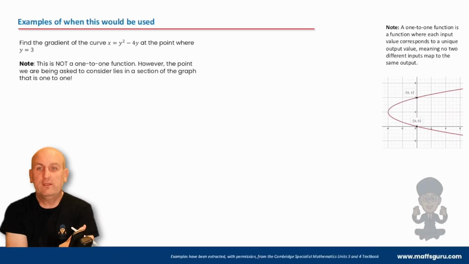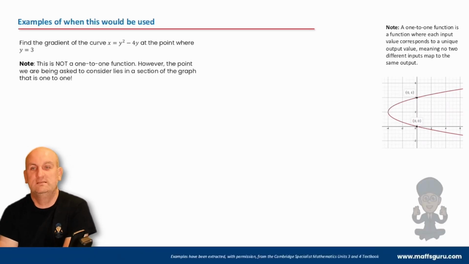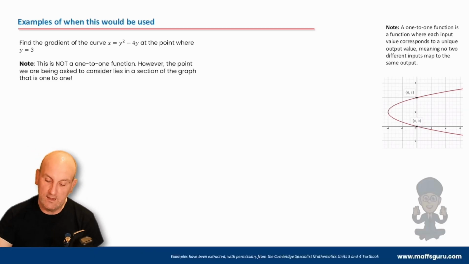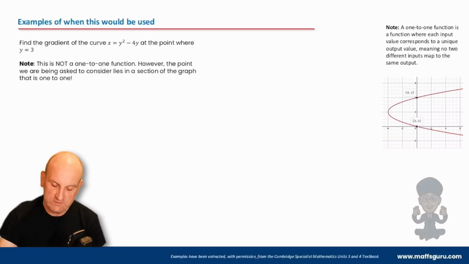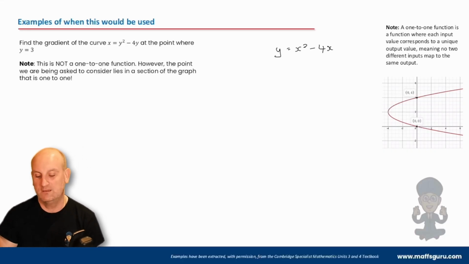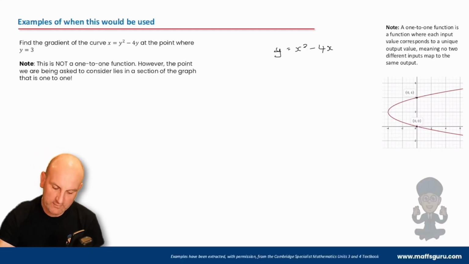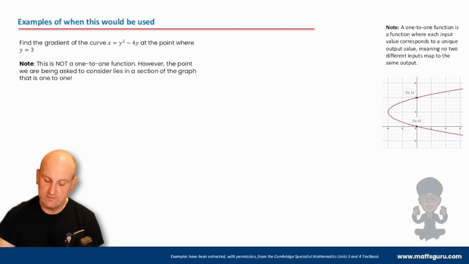But here we go. Find the gradient of the curve x equals y squared minus 4y. Now again, I've done a bit of a sketch over here. Why would it be a parabola? Well, if we swap my values of x and y, if we go back to y is equal to x squared minus 4x, that's very definitely a parabola. By swapping the x's and y's, I've just reflected it in the line y equals x. And so that now explains why it's on its side.